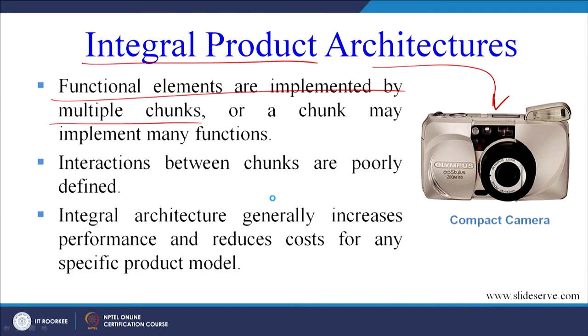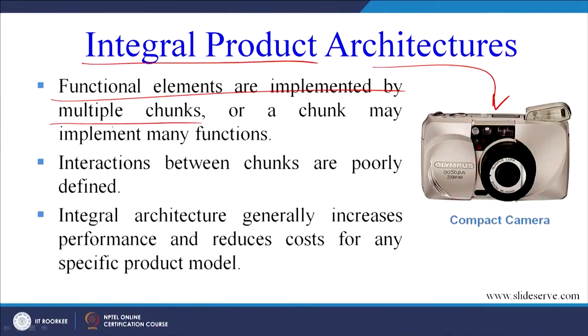For example, suppose we want to use a flash. So when we are using a flash, we have to click maybe a cam from the button, and then integrally there will be some motion of maybe a system through which the flash will be activated. So basically there is an interaction between the various chunks. So functional elements are implemented by multiple chunks, or a chunk may implement many functions.